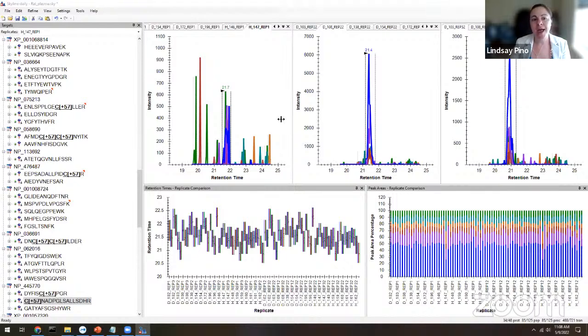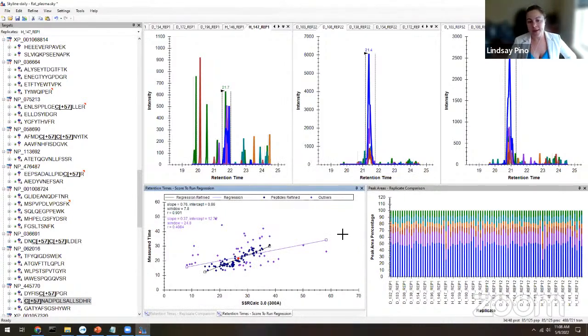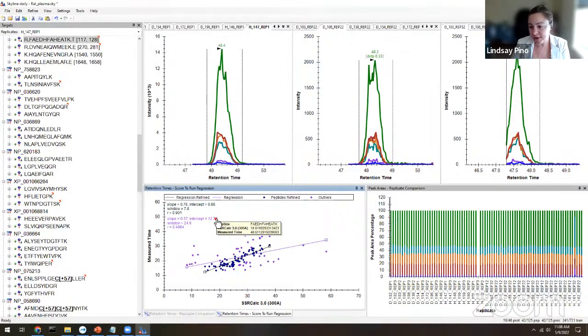If you want to look at retention time variability, right click in the retention times graph, go up to the top option, graph, and look at regression, score to run. This gives you the SSR calcs. This is the predicted retention time across all of the different peptides in your document. You can also click on these. All of these graphs are also interactive across Skyline.